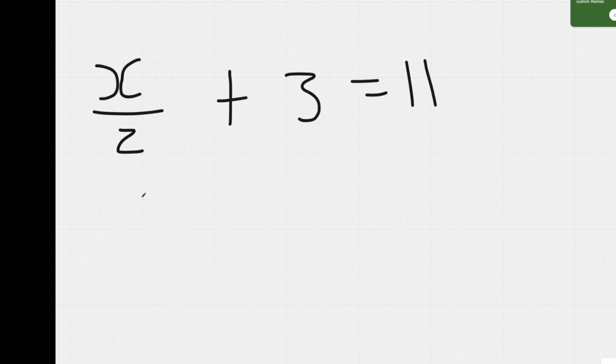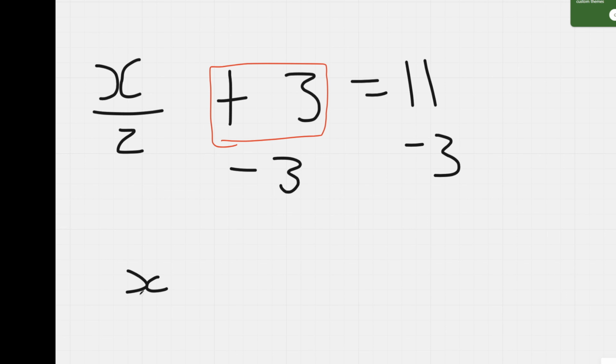This is our last question that we'll do together. I'll give you a couple practice questions to answer by yourself. So we have x divided by 2 plus 3 equals 11. Okay, this is a little bit easier to see, right? So we have this plus 3 that I don't want, right? So I'm going to subtract 3 from both sides, and I'm left with x over 2. 3 minus 3 is 0, so these cancel.